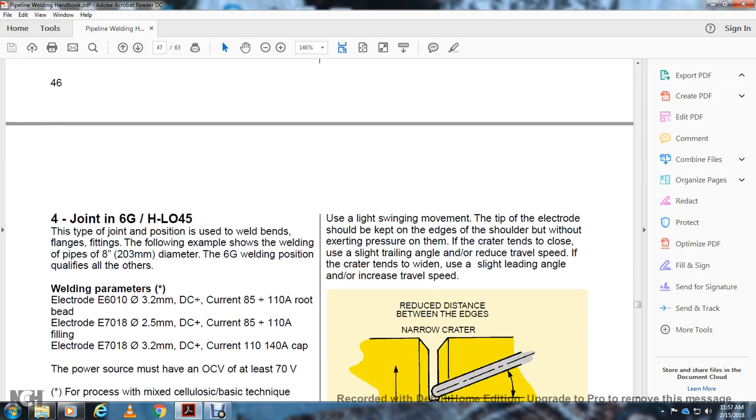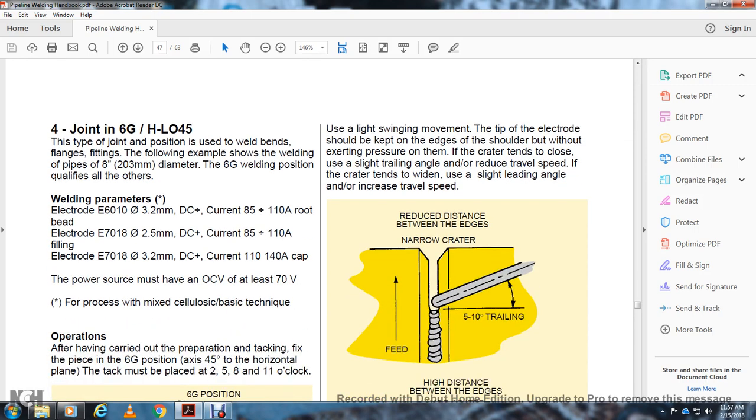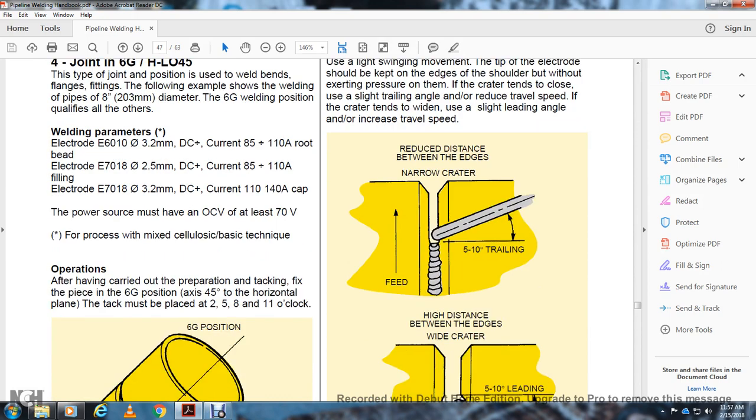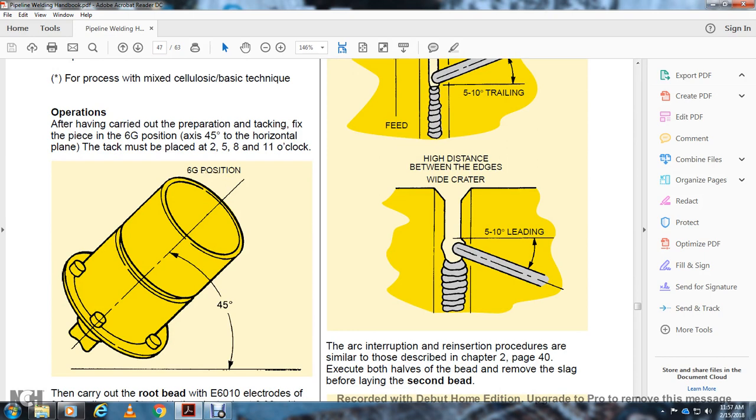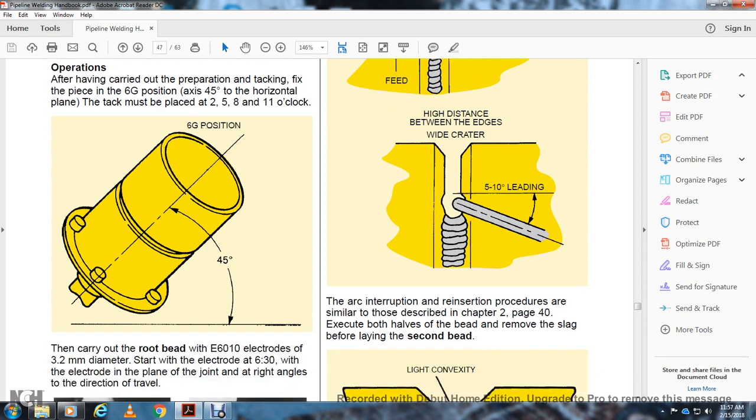If the crater tends to widen, use a slightly leading angle to increase the travel speed. To reduce the distance between the edges of a narrow crater, use a 5 to 10 degree trailing feed angle, and for a wide crater, a 5 to 10 degree leading angle. The arc interruption and reinsertion procedure is the same as that described in chapter 2, page 40. Execute both halves of the bead, and remove the slag before laying the second bead.